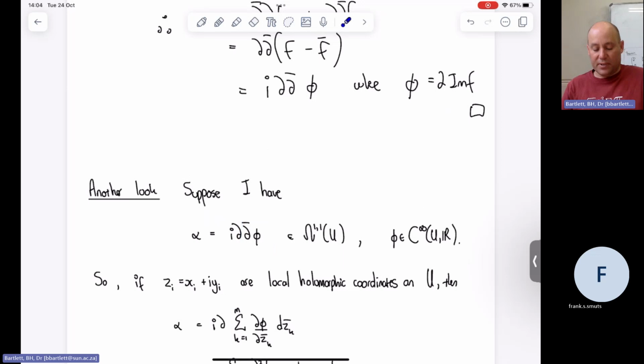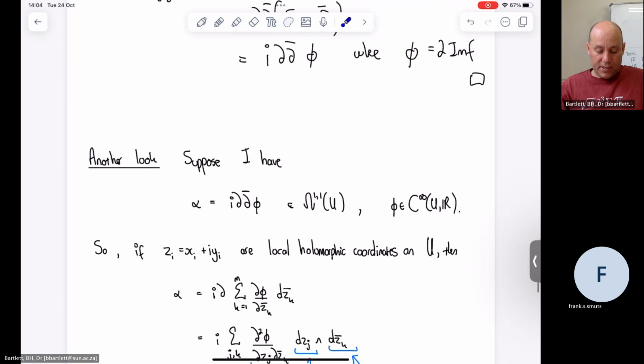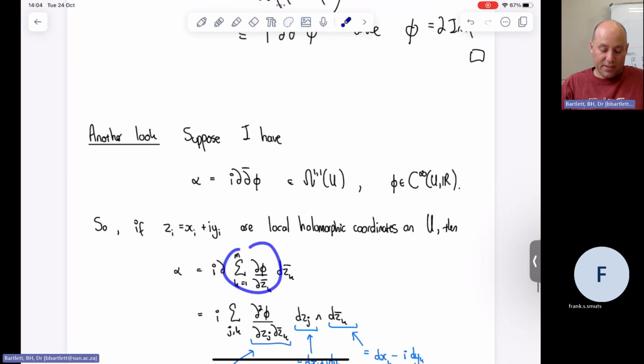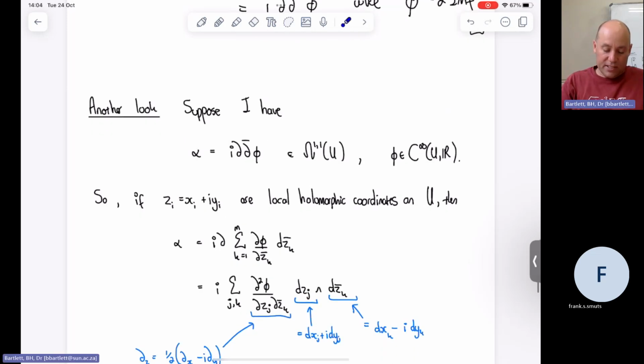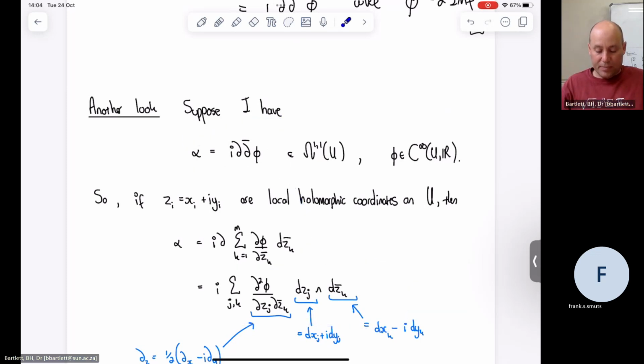So it's going to be the sum of the derivatives of phi with respect to the z bar k's, because this phi here is going to be a function of all the z's and all the z bars, some arbitrary smooth function. And then I calculate del of this. That means I've got to sum over the derivatives with respect to the z's, which is what I'm doing here, times the dz's. So this is what alpha is looking like when I write it like this. That's what it's looking like locally.